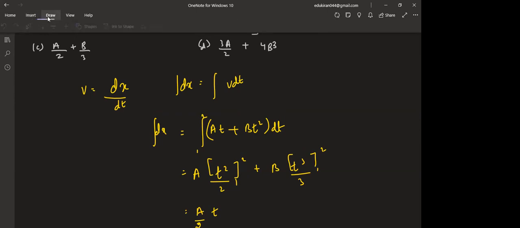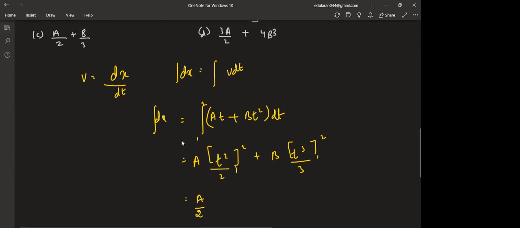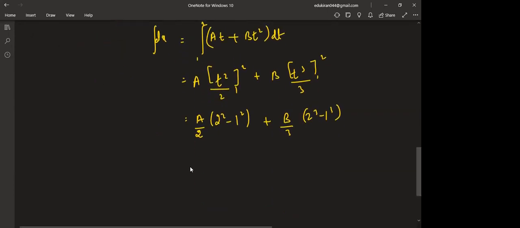Instead of writing that separately, I'll write it in one step only. I hope that you will understand. This much integration you all know. So 2 square minus 1 square plus b by 3, again 2 cube minus 1 cube. So this is 4 minus 1, that is 3a by 2, plus 8 minus 1, 7b by 3. So option B.